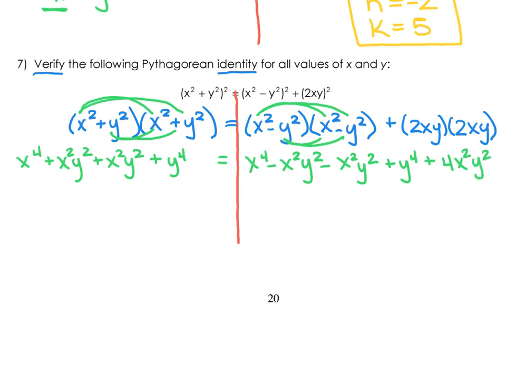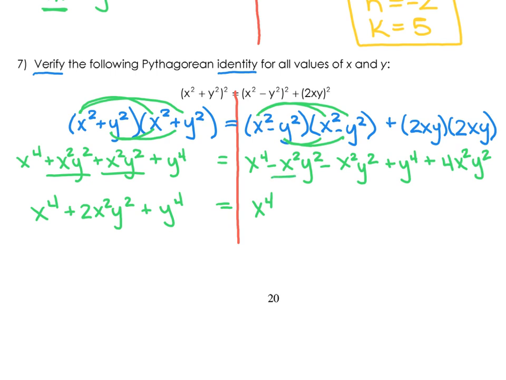Okay. All right, I'm going to go all the way back to the left-hand side and clean anything up that I can. And the only thing that seems like it can be cleaned up are those two. So the x to the fourth is going to come down. An x squared y squared plus an x squared y squared would give you positive 2x squared y squared plus that y to the fourth. Okay. On the other side here, looks like we only have an x to the fourth. So far that matches my left side.